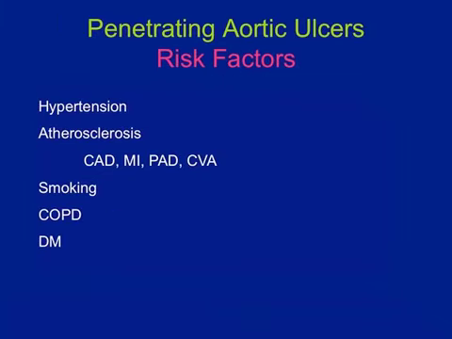The most common risk factors for the development of an aortic ulcer are listed on this slide. By far the most frequent associated finding is hypertension. This is found in well over 90% of all patients. Smoking, chronic obstructive pulmonary disease, diabetes mellitus, and other evidence of atherosclerotic disease are all risk factors, but not nearly to the degree as high blood pressure.